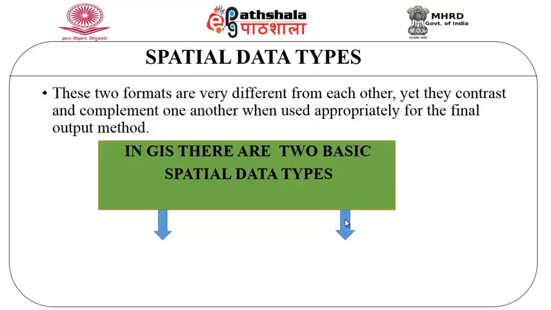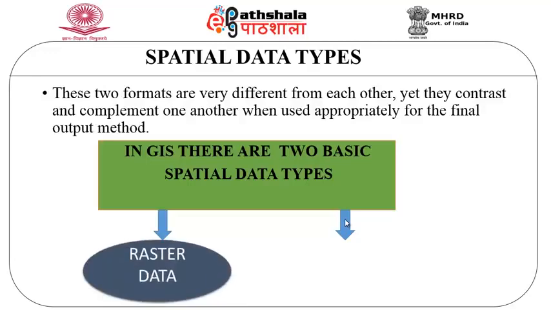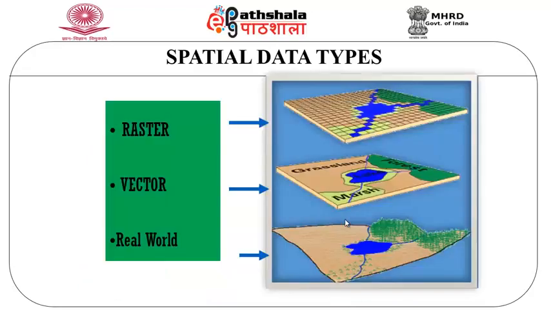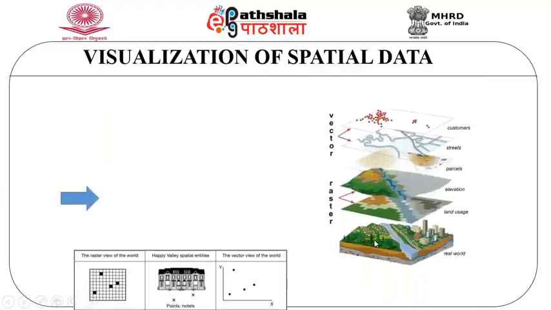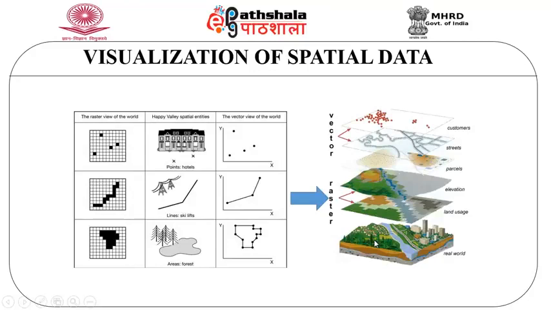So, in GIS, that is the Geographical Information System, there are basically two spatial data types, which are the raster data type and the vector data type. If we look at these two types, here is a raster representation of the data, this is a vector representation of the data, and this is the real world data. Now let us look at the visualization of this spatial data.